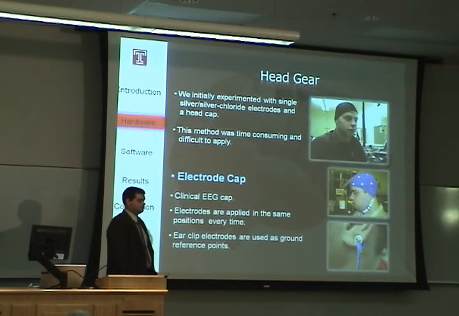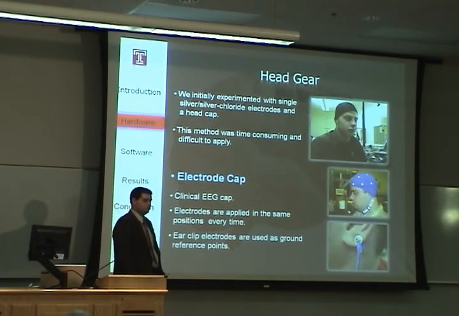Now this is a professionally made clinical EEG cap. The electrodes are permanently attached in a 10-20 arrangement. This aids in the application. It speeds up applying the cap every time the user wants to put it on. It also helps with the accuracy because the electrodes are permanently fixed in a position.